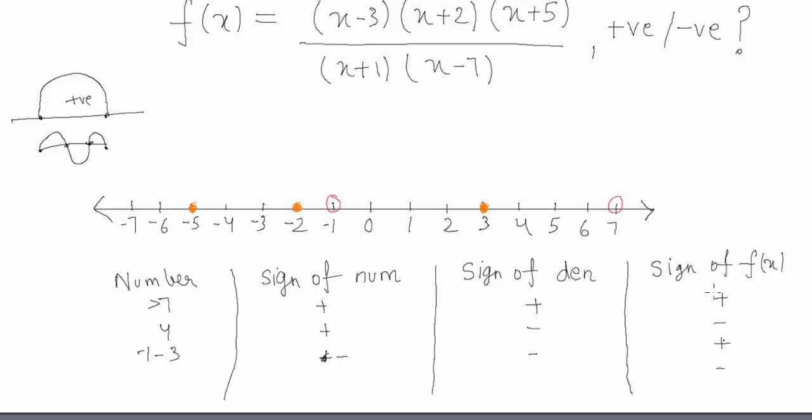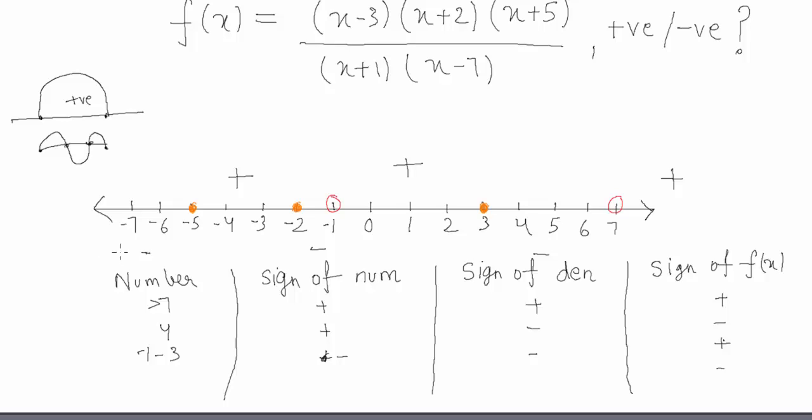But I want to continue here. So when you consider all the intervals, you will get something like this. After 7 it's positive, from 3 to 7 it is negative, and then from -1 to 3 it is positive, from -2 to -1 it is negative, from -5 to -2 it is positive, and then all the numbers which are less than -5, the value of the function at those points is negative.